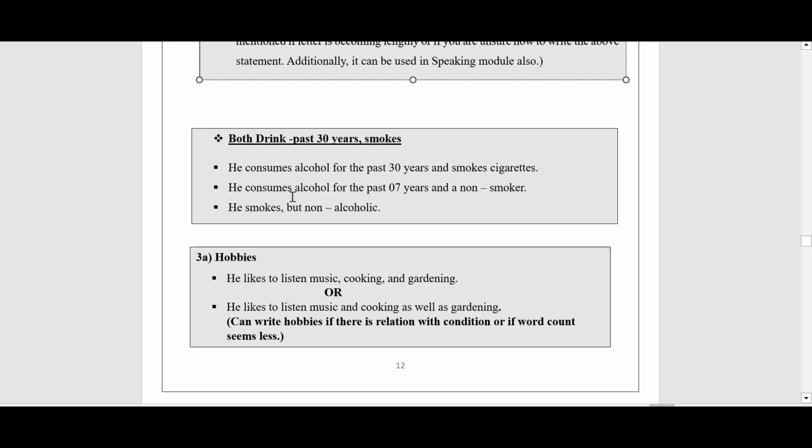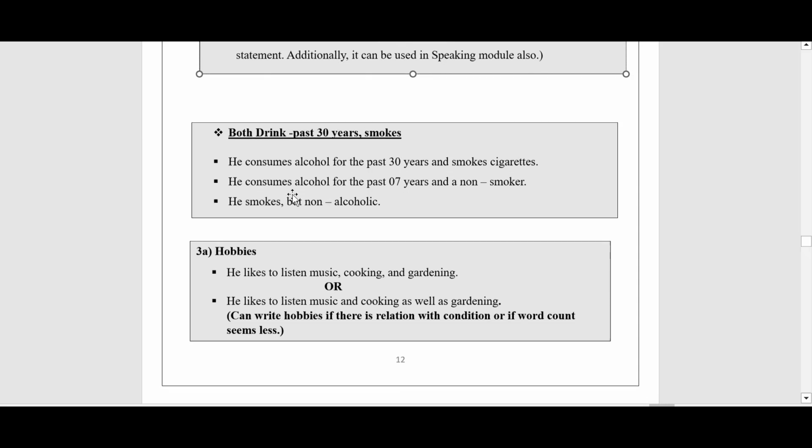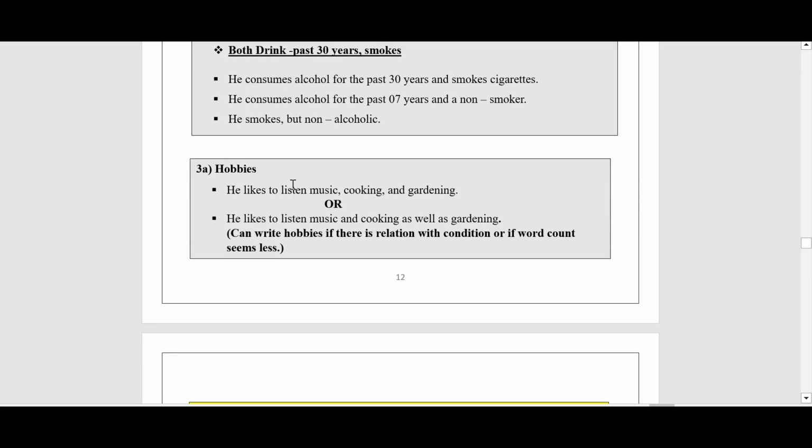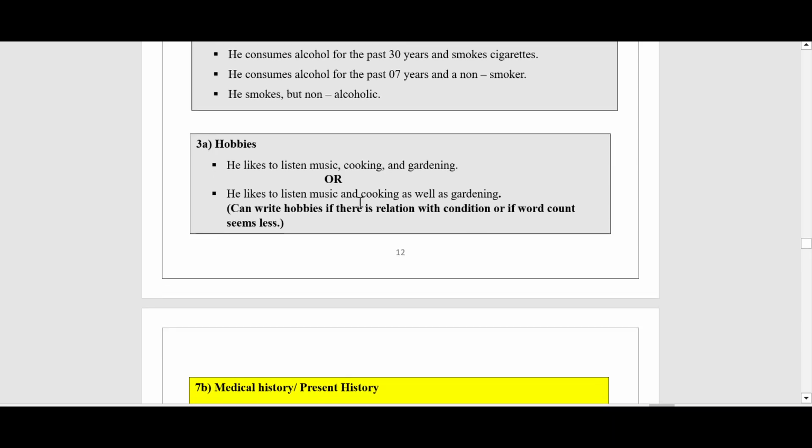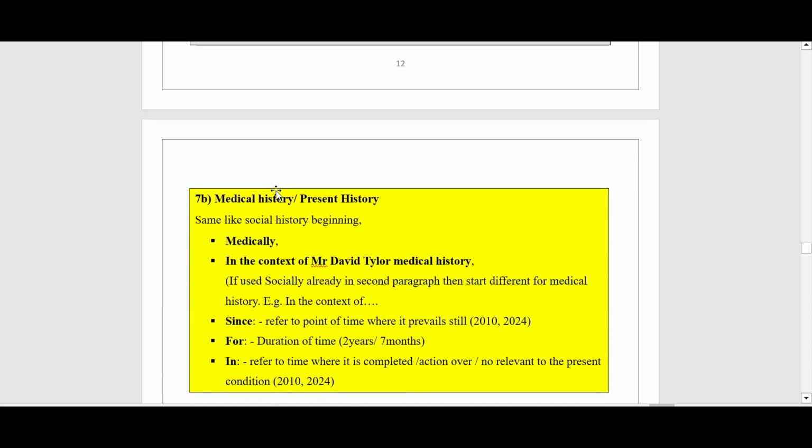These are the sentences you should keep in your mind and practice while you are writing the letter. Then you will get used to this format, and it will come naturally during your exam. And hobbies, how will you write? He likes to listen to music, cooking and gardening. He likes music and cooking as well as gardening. You can write in any way. If the word count is getting more or less, you can manage with these kinds of patterns.